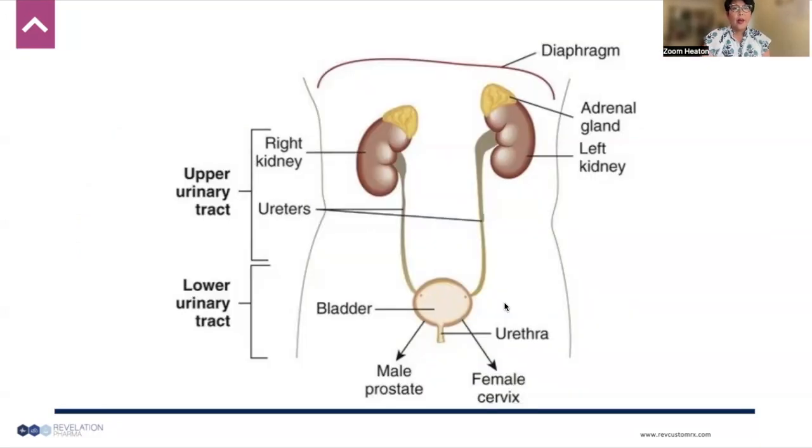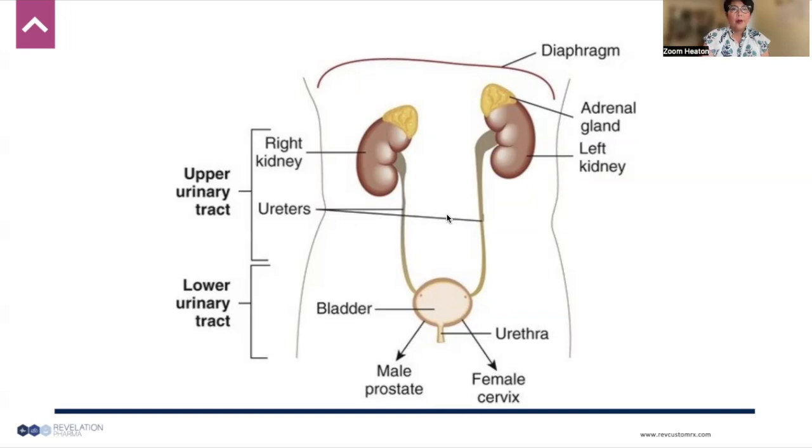The urinary tract is divided into upper and lower tracts. In the upper urinary tract, we have the kidneys. They're located on either side of the spine, just below the rib cage, in the back of the abdominal cavity. The kidneys, of course, filter waste products and excess substances like water and electrolytes from the blood to form urine. They also play a crucial role in maintaining fluid and electrolyte balance, regulating blood pressure, and producing certain hormones.